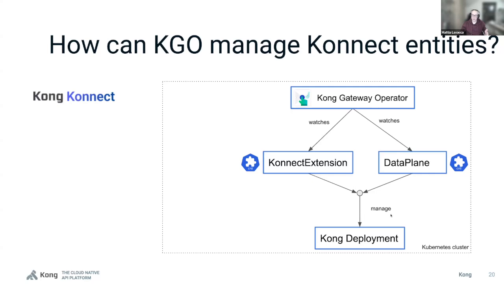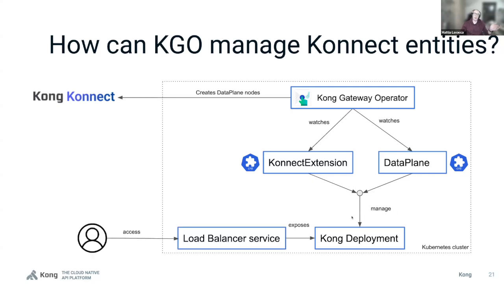The first one is an instance of the Kong deployment. And then we have a load balancer service that can be used by users to access your endpoint that are living either in your cluster or outside your cluster. And the last bit of this mechanism is the synchronization between the Kong deployment and Kong Konnect.